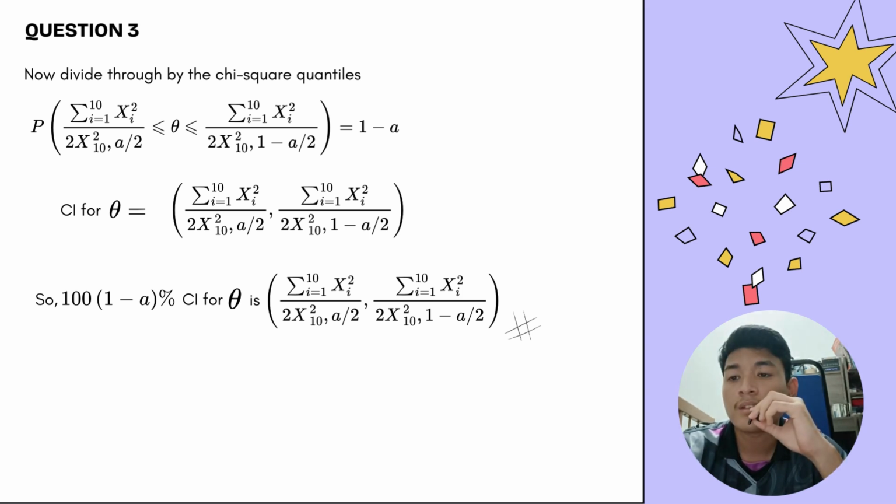So our final answer for this question is the sum of chi square i with degree of freedom 10 over 2 chi square 10, alpha over 2, comma, the sum of chi square i with degree of freedom 10 over 2 chi square 10, 1 minus alpha over 2, and that's it to answer this question.